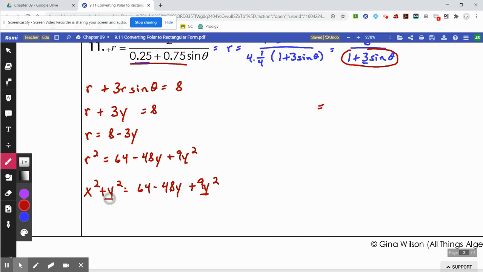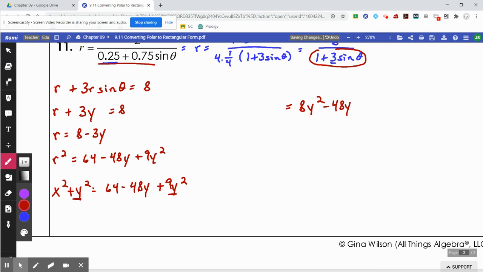When I move the 1y squared, I now have 8y squared. You already have the minus 48y over there. When I move my x squared over there, it becomes a minus x squared. And then when I move my 64 to the other side, it becomes a negative 64. And I believe that is correct.